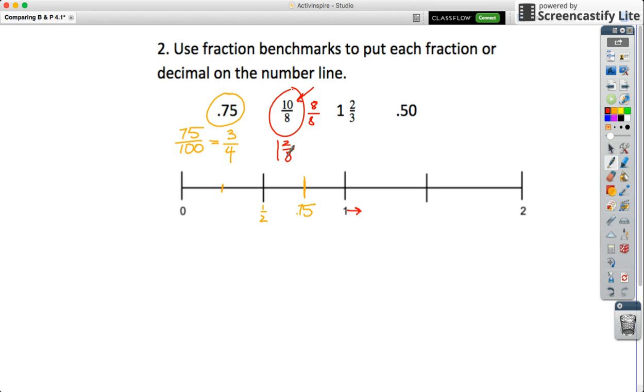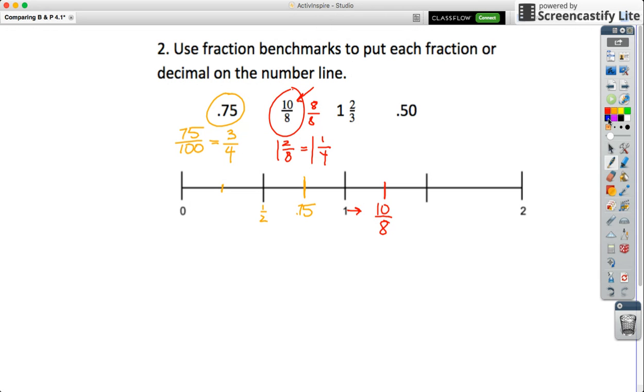So now I'm working with 1 and 2/8 on the number line. Well, I know that 2/8 is equal to 1/4. So now I have 1 and 1/4. Now again, fourths I like to use on the number line. That's a good benchmark. And I know 1/4 would be here. So now I know that I can put 1 and 1/4 right here, which is equal to 1 and 2/8, which is also equal to 10/8.